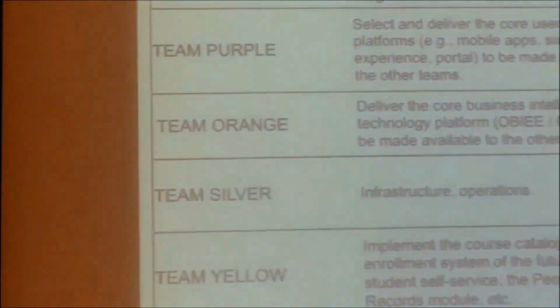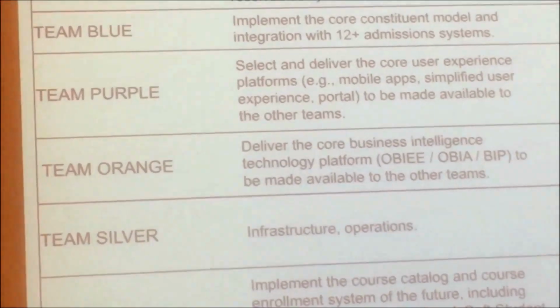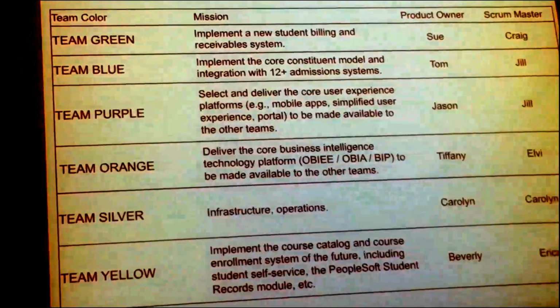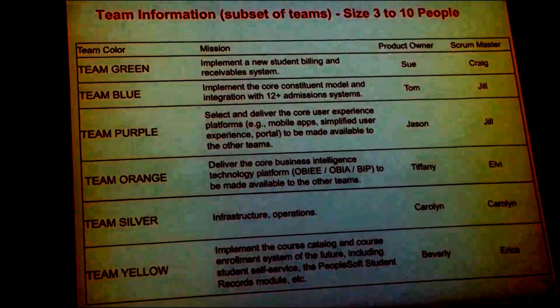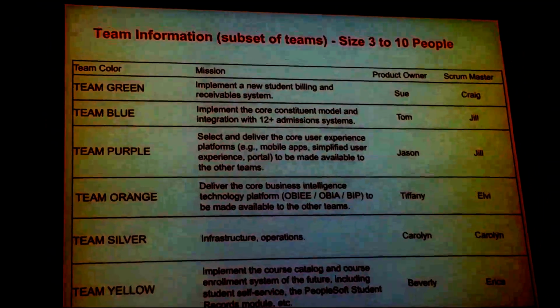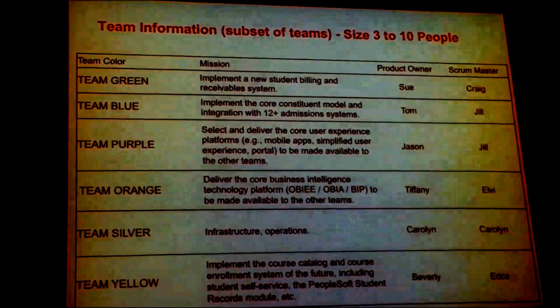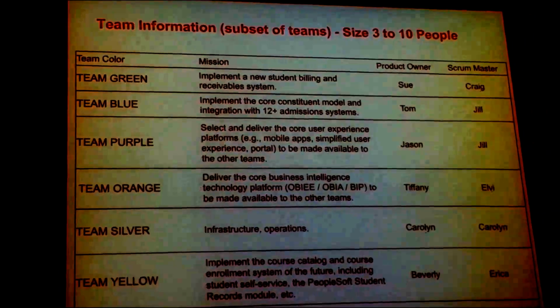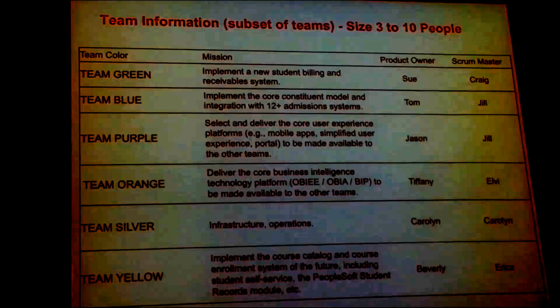I keep hitting the wrong keyboard. So this is a subset of the teams. We had about 9 agile teams on the project. This is an example of some of them. We lined up, gave ourselves colors. Green was for financials, perfect color for financials. Blue was for student data, things like that.